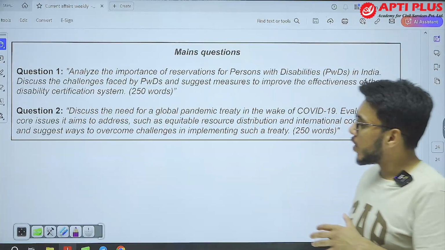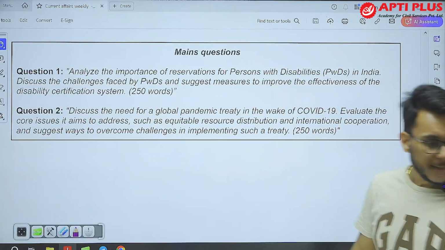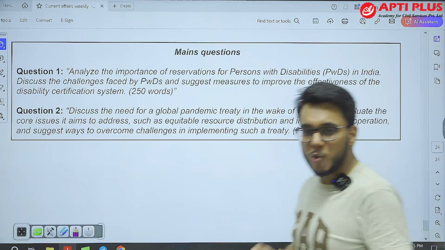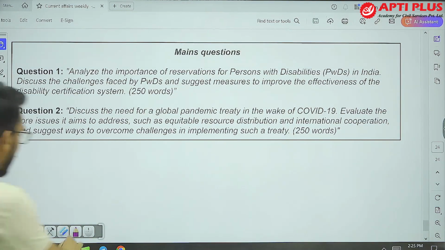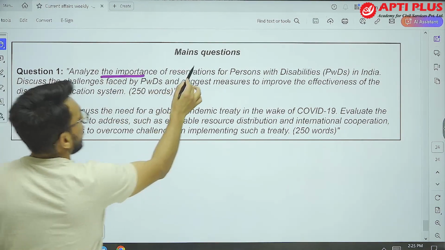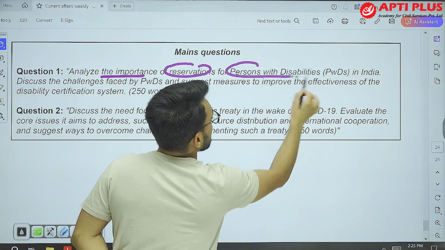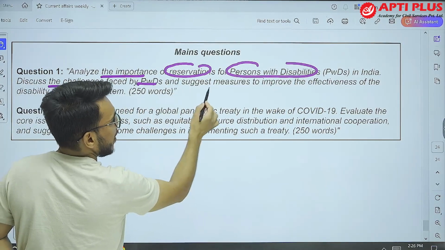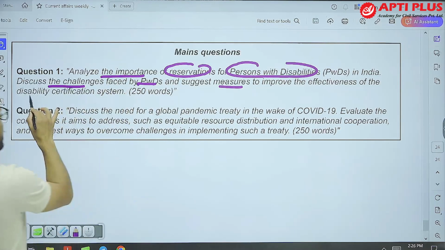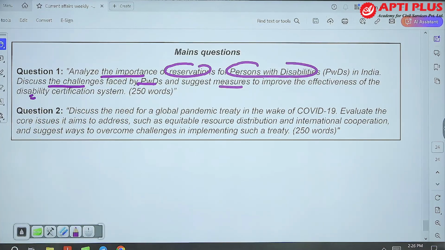Now, moving on, here I have given you two questions from the mains perspective. Let's read the questions. The first question says, analyze the importance of reservation for persons with disabilities in India. Discuss the challenges faced by persons with disabilities and suggest measures to improve the effectiveness of the disability certificate system.